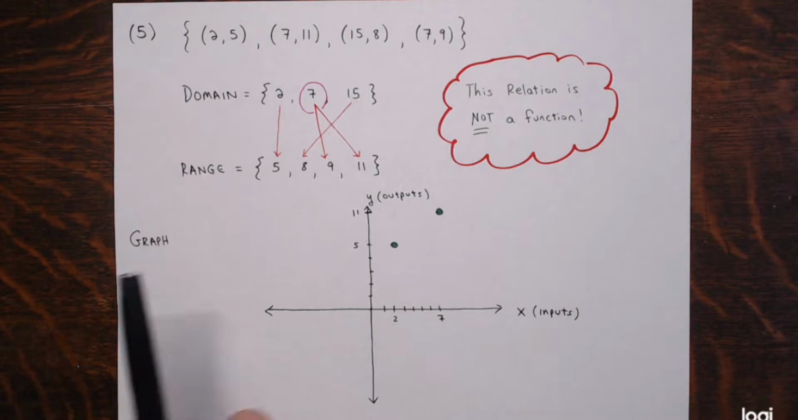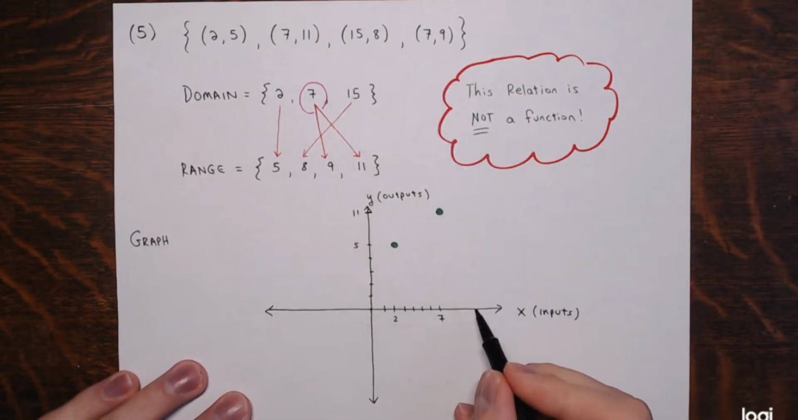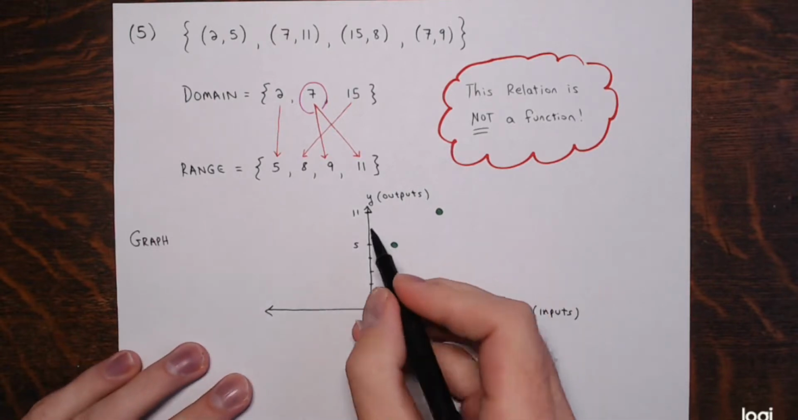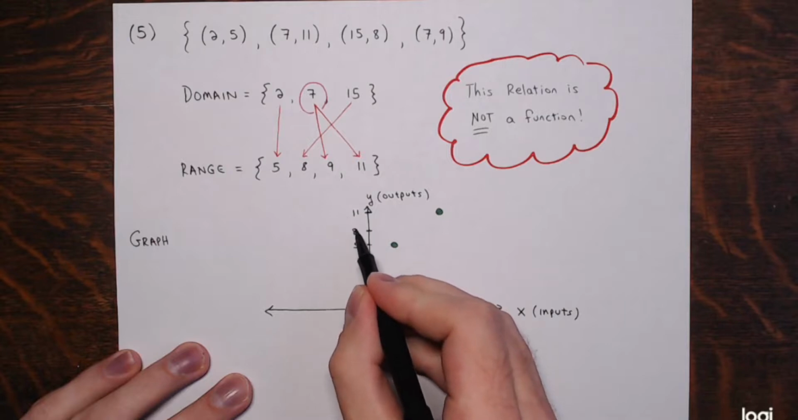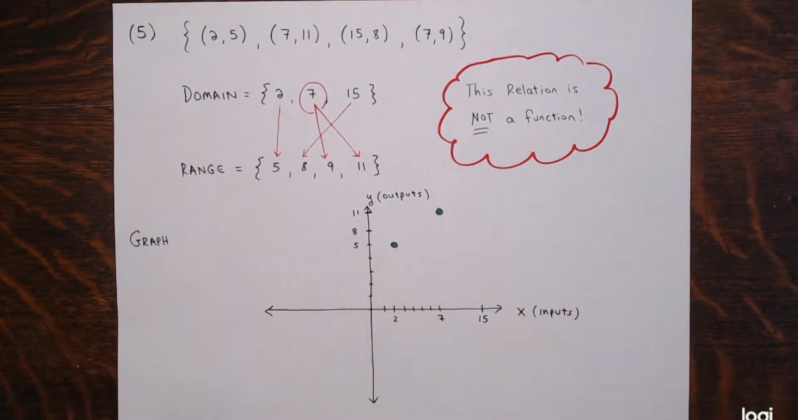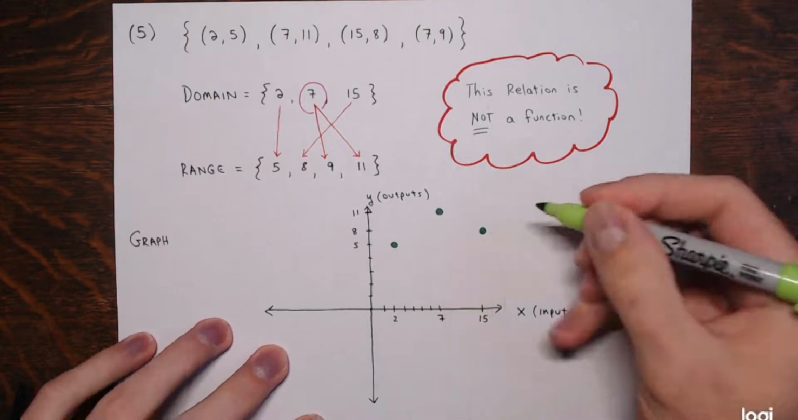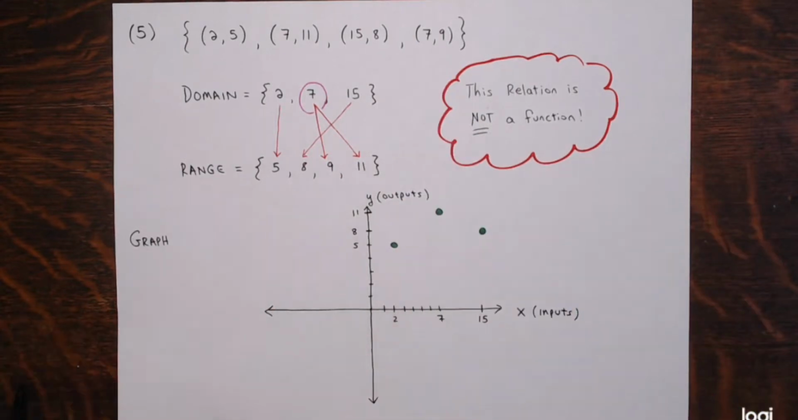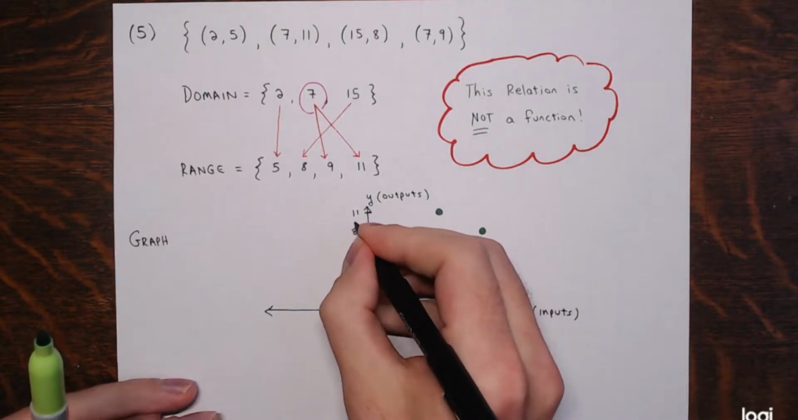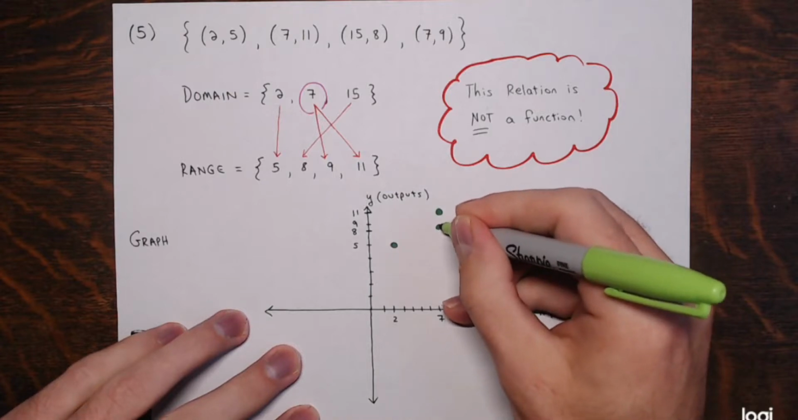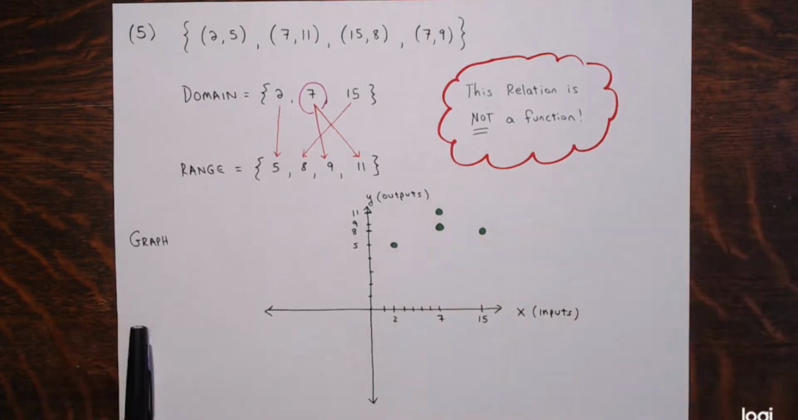Then 15 for the input. Again, too many notches here. Let's just say 15 would be to the right of 7 on that number line. And 8, which would be above 5. I know this is terrible, but there's 8. So 15 for the input, 8 for the output. And then finally 7, 9. Should be a little bit above 8. Let's just say 9's here on the y-axis. 7 input, 9 output. There's a graph, a very, very, very bad graph, but a graph nonetheless.